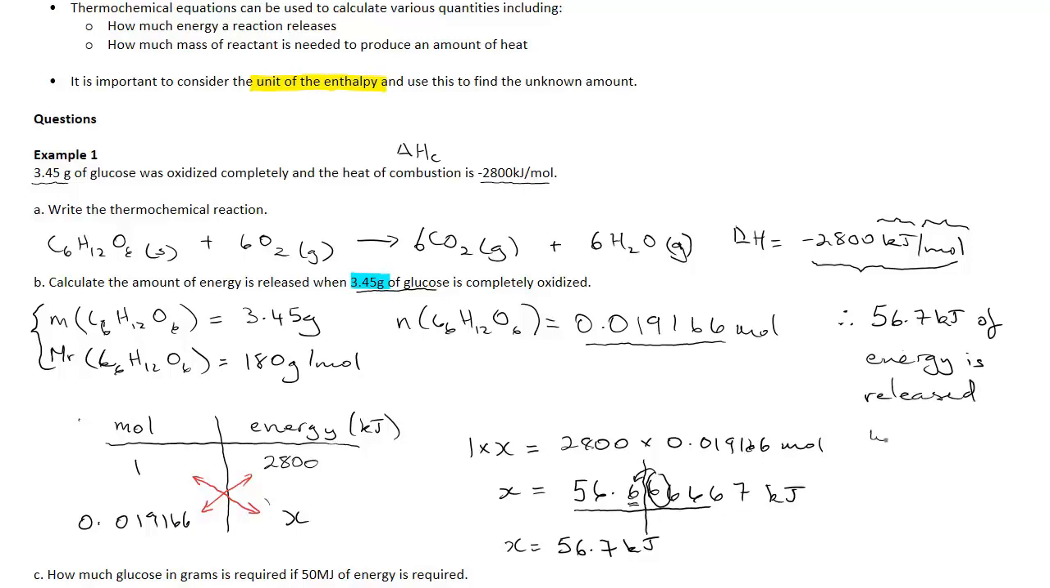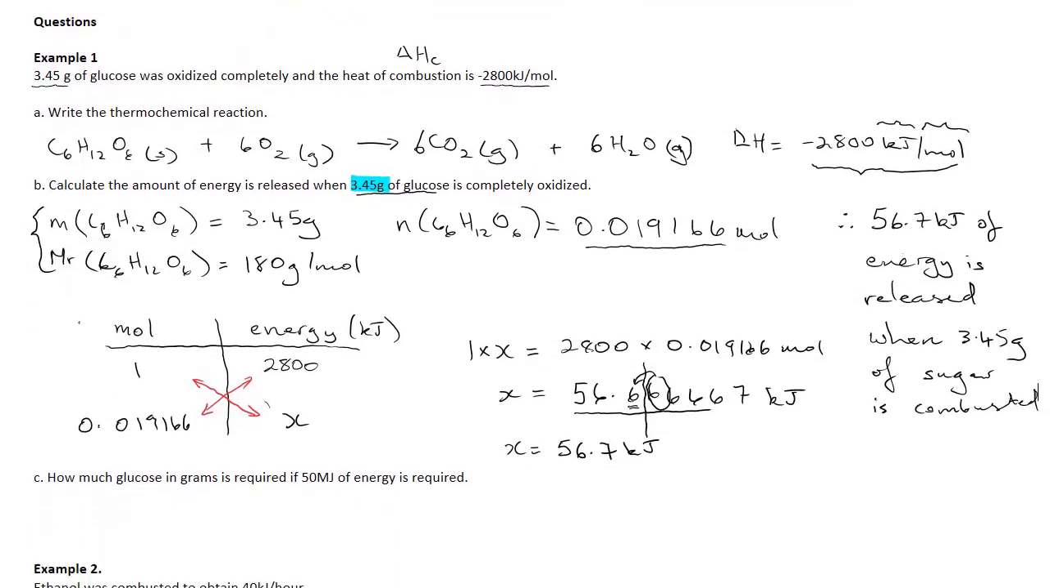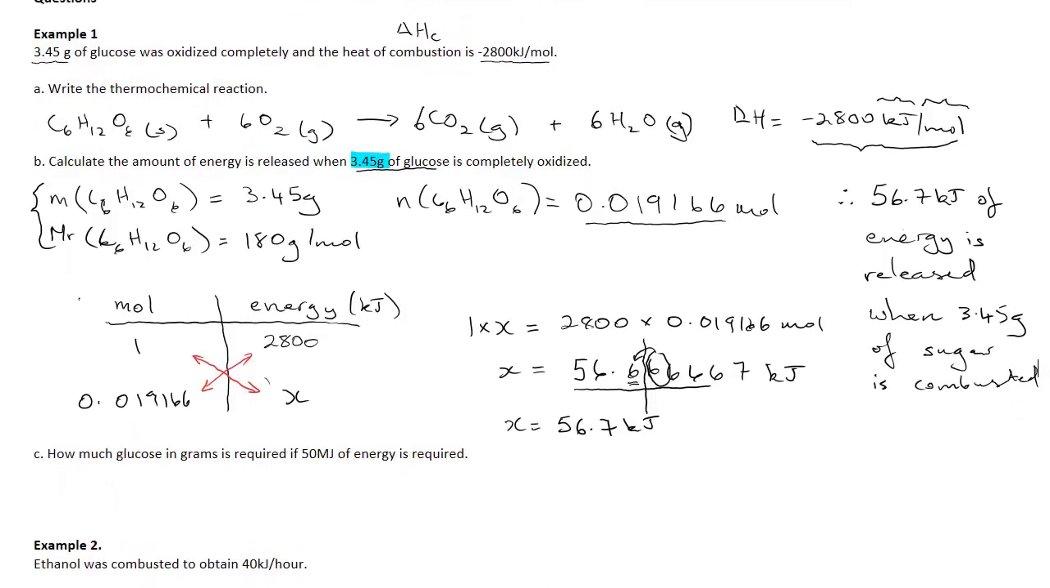when 3.45 grams of sugar is combusted. And so whenever you have some form of units, you can use this table to essentially set up your calculation. We'll be using this quite a few times, so hopefully that will give you enough practice. But let's have a look at question C.